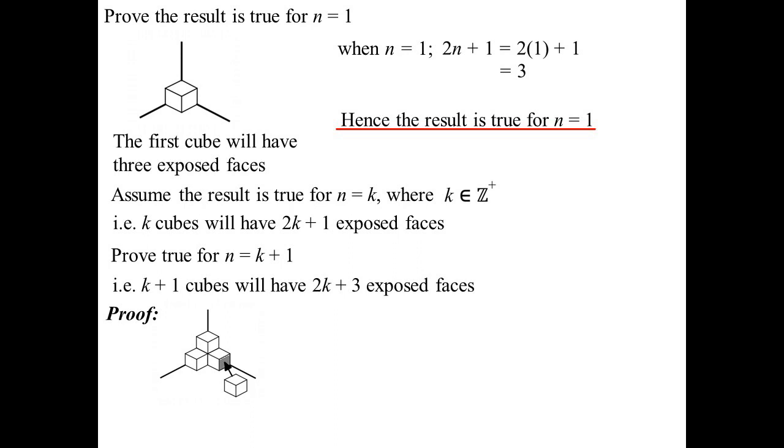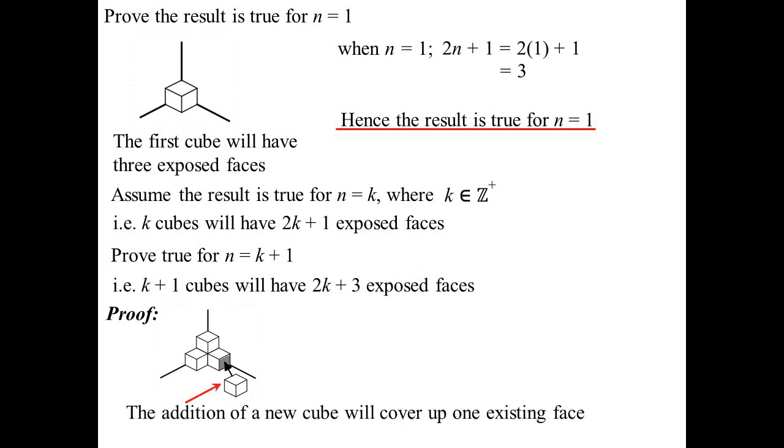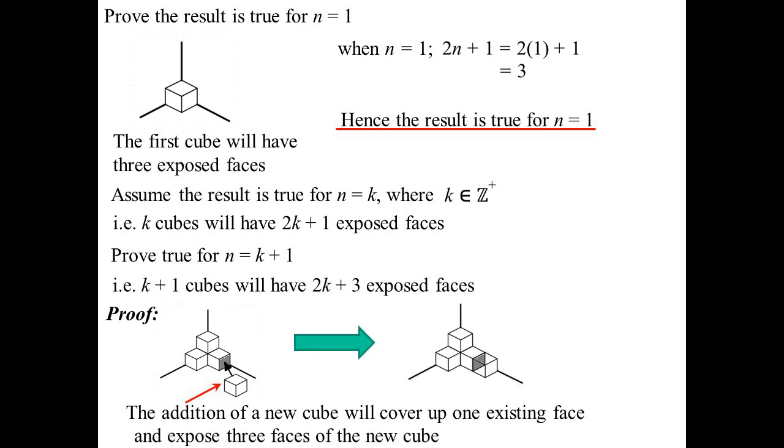What happens? Well, the addition of a new cube, whenever I put a new cube on, doesn't matter where I put it, under the rules that they said, we're going to cover up one of the existing faces. Okay? We will cover up one existing face. So it will become this. But it will now expose 3 new faces of the new cube that I've added. So I've subtracted one face, but I've added in 3 more faces.